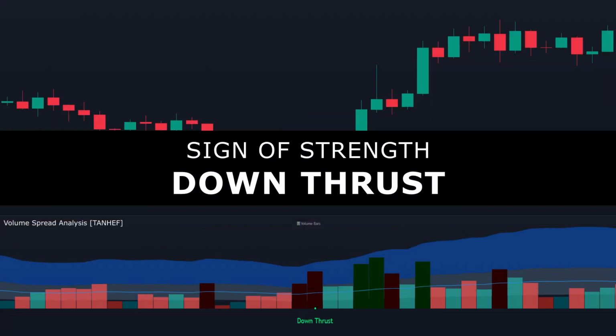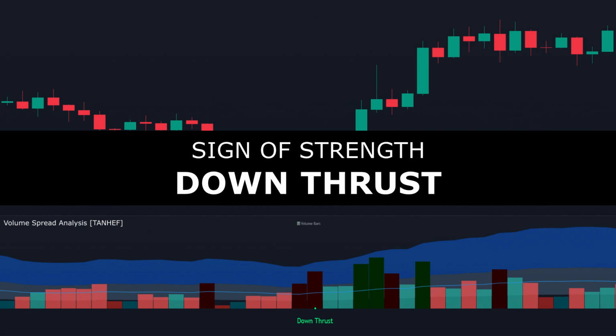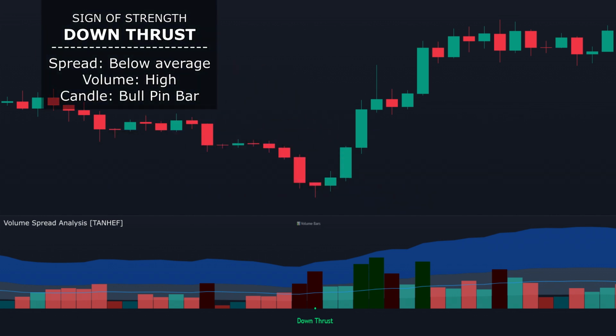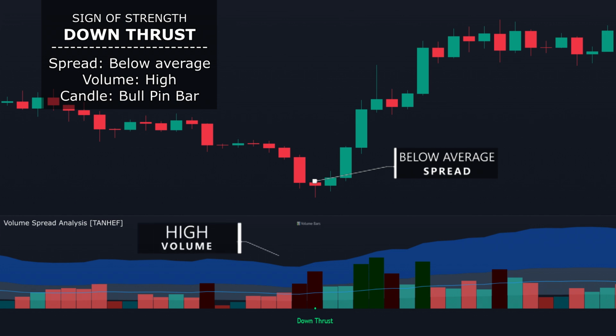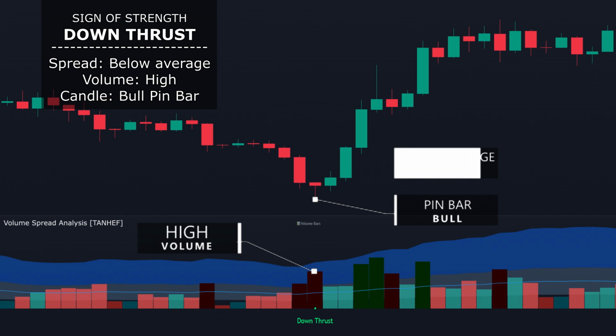Sign of strength, down thrust. The down thrust requires below average spread, high volume, and a bull bar. This indicates strong buying interest at lower prices, suggesting a potential reversal upwards.